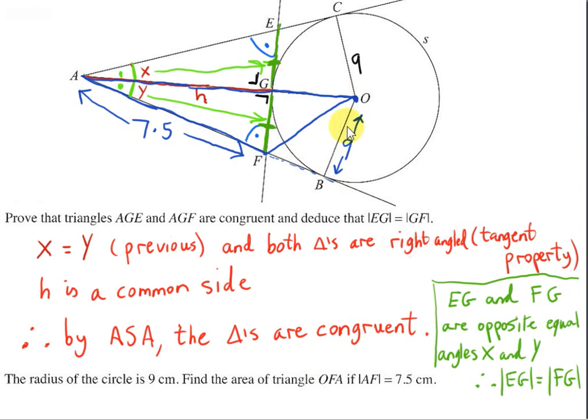Because we know that the line from the center of the circle to the point of contact of a tangent to a circle is perpendicular to the tangent. So this is also the perpendicular height of triangle OFA. So the area is half the base, so take 7.5 as base, times the perpendicular height, which is 9. That comes to 33.75 centimeters squared.